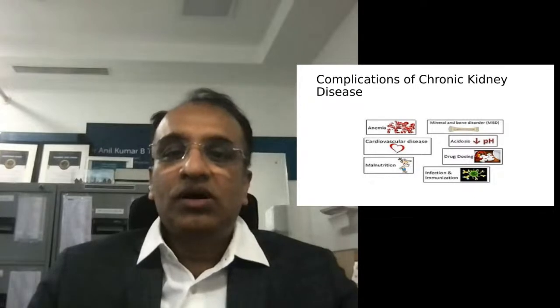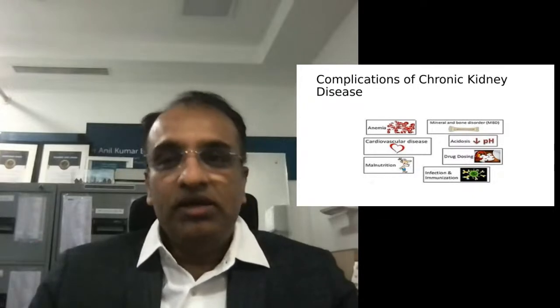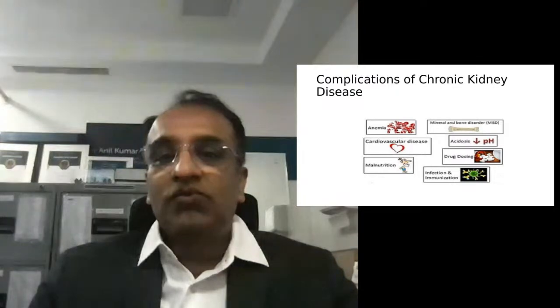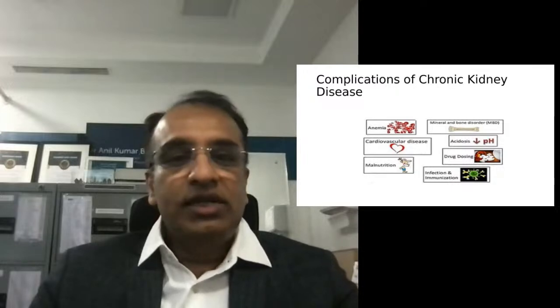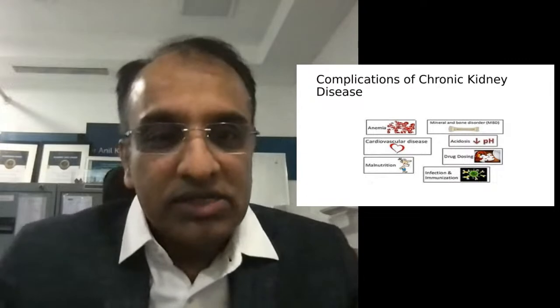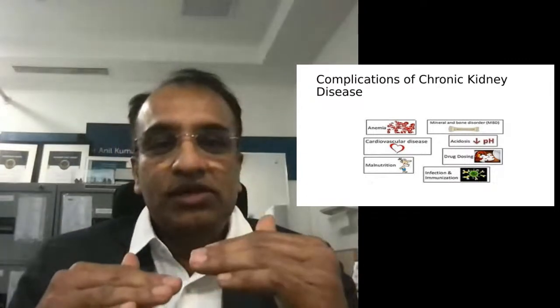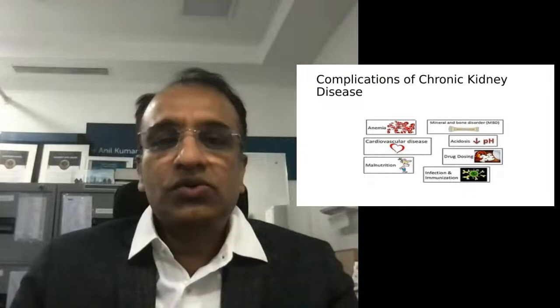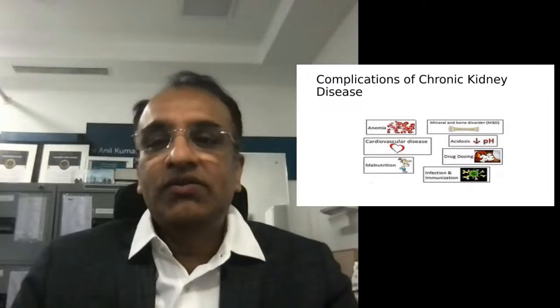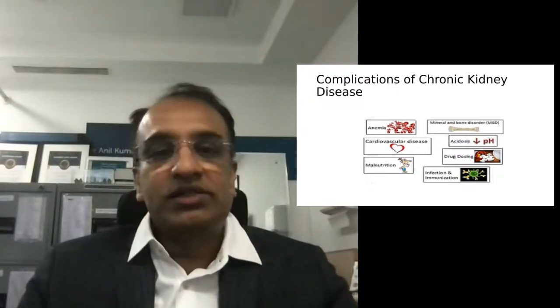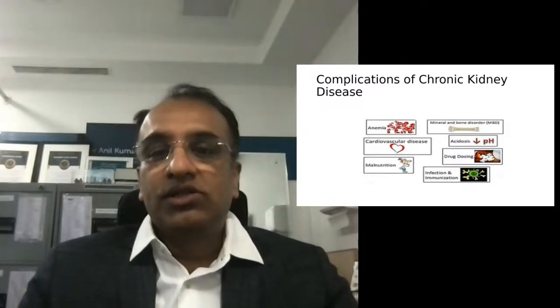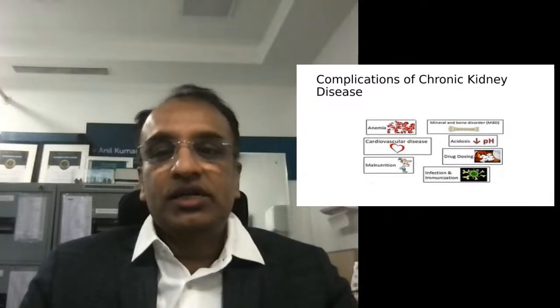So he may have low hemoglobin, that is called anemia. His bones may become weak, we call it mineral and bone disorder, CKD-MBD. Acid levels: the kidney has the capacity of keeping the acid levels at the optimal level. So when the kidney is not functioning, acid levels will fall. If it falls, what will happen? It affects the heart.